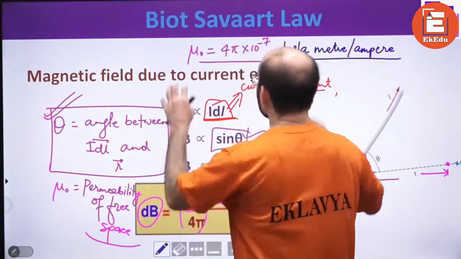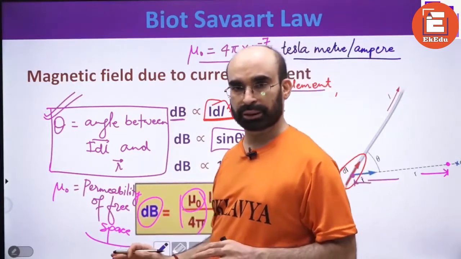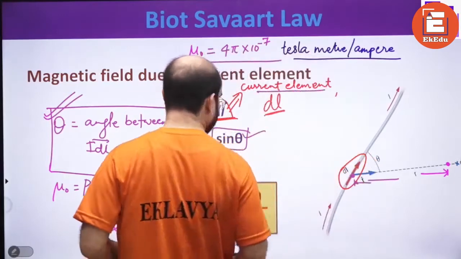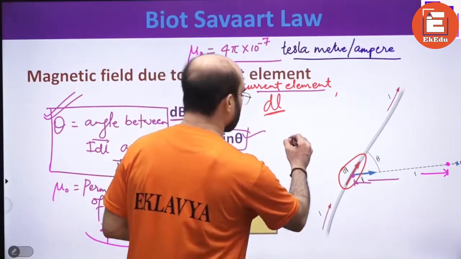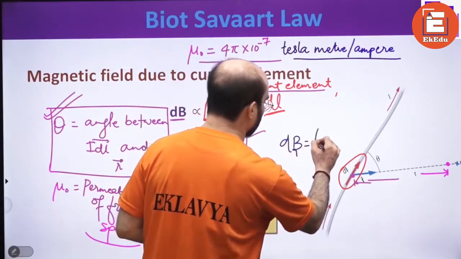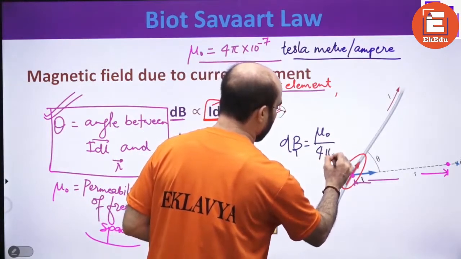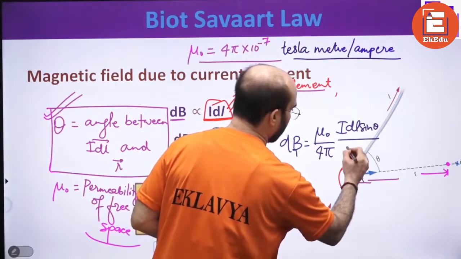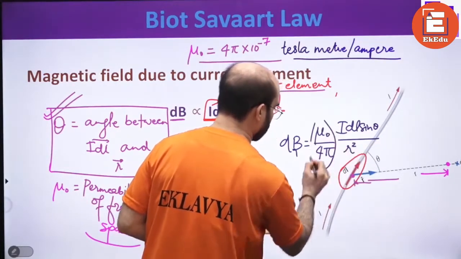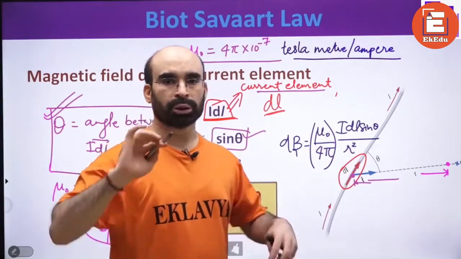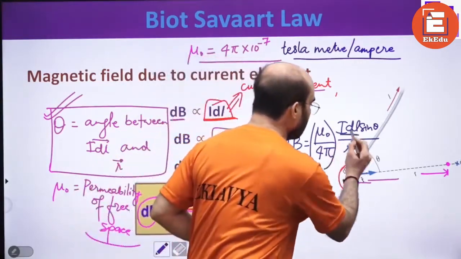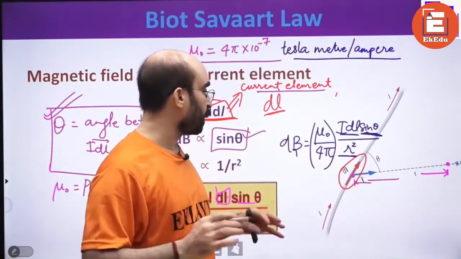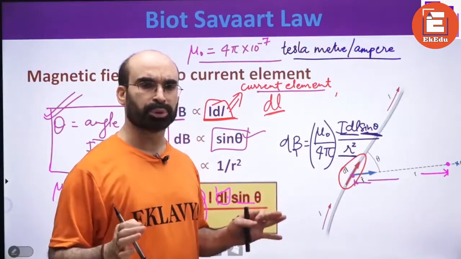Right. So this is the basic idea behind this. So the final result in this is very simple. dB equals what? dB equals mu naught by 4 pi into I dl sine theta by r square. This is the constant of proportionality. And now three things: Idl, sine theta and r. Right? This is going to be a very simple formula.